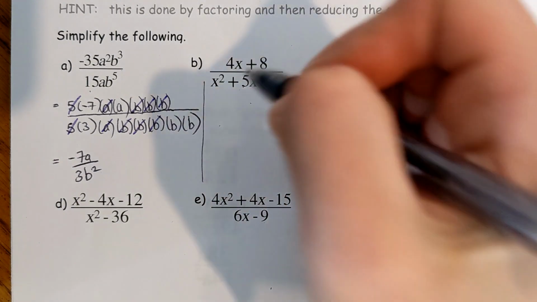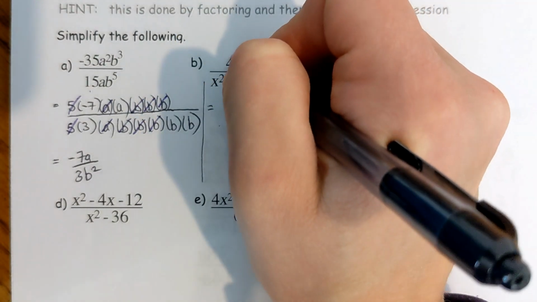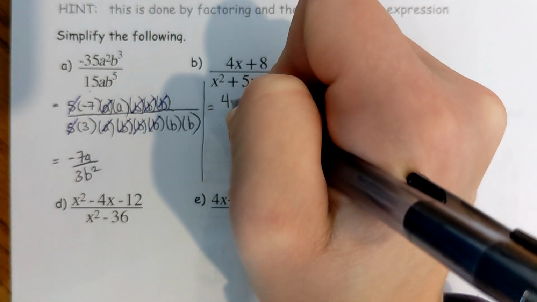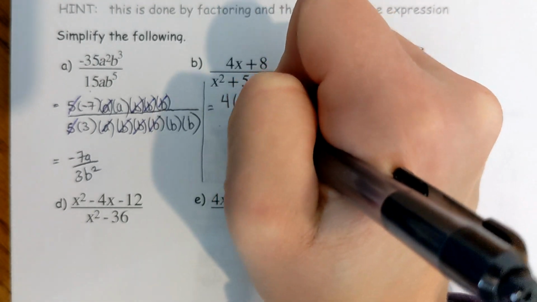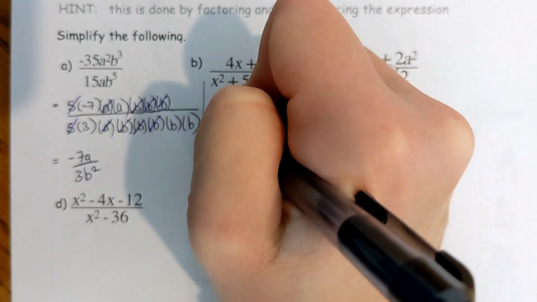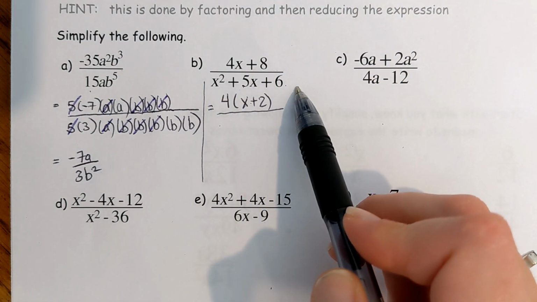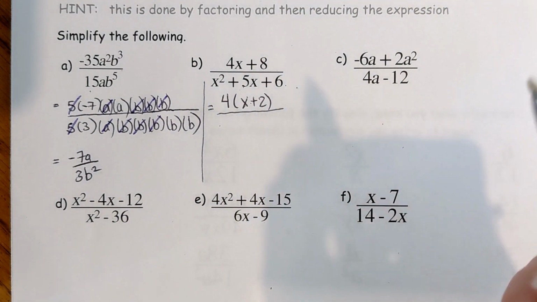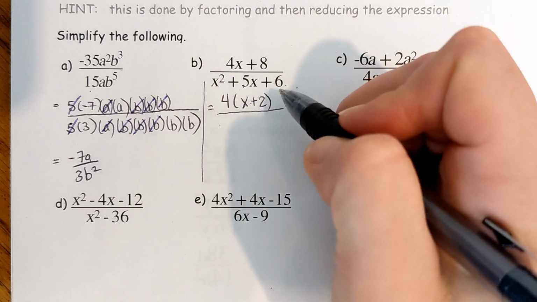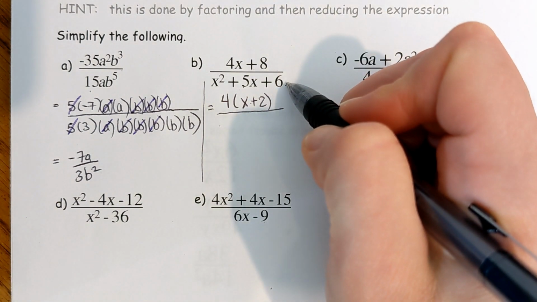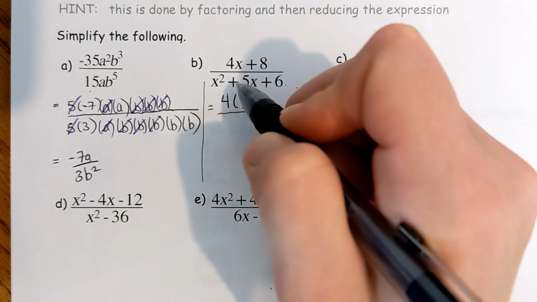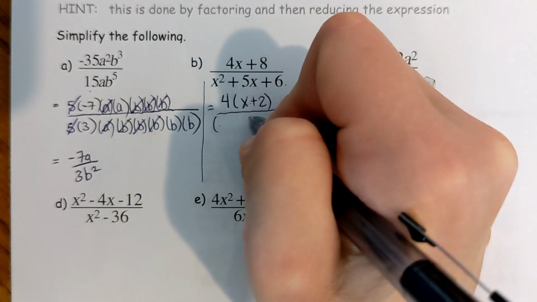On the top here, I've got a common factor. I can factor out this 4, which is going to leave me with x plus 2. On the bottom, I have a trinomial. And I can factor a trinomial by finding 2 numbers that multiply to 6 and combine to 5.